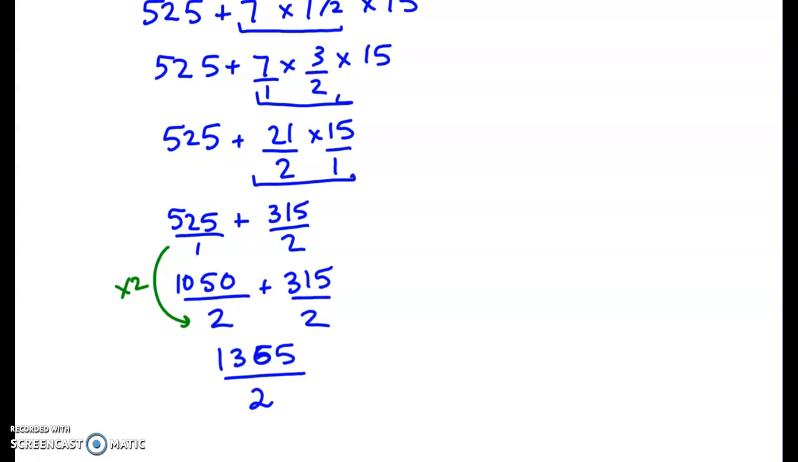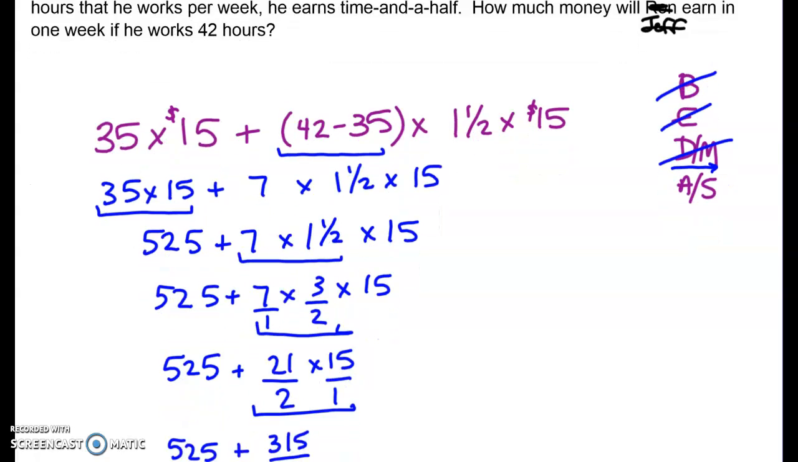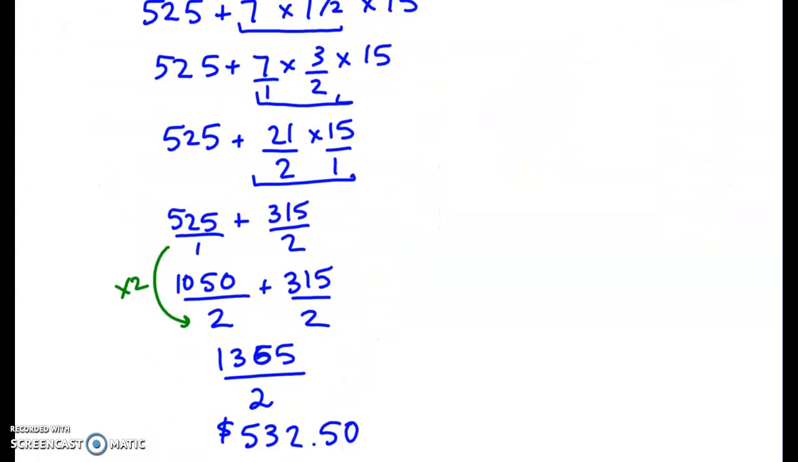And then, because we're dealing with money here, it's okay to have decimals. So let's divide that by 2. Hey Siri, what's 1,365 divided by 2? 1,365 divided by 2 is 682.5. There we have it. Jeff earns $532.50 working those 42 hours that week.